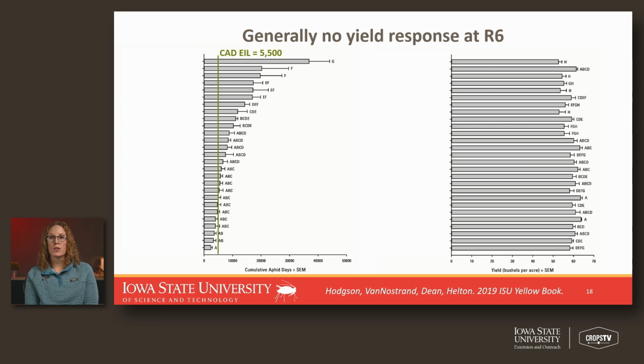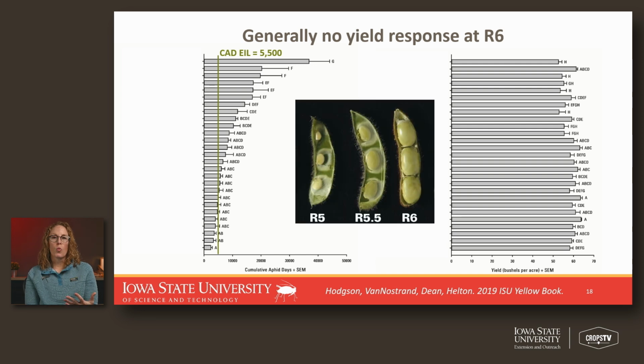the treatments. And so when someone asks me, when is it too late to treat for soybean aphid? I generally say R5.5. So seeds are expanding in the pod, but they haven't fully expanded to full seed set, or R6. And that's just because I have not been able to demonstrate a consistent yield response when treating so late in the season. So even though there's aphids there, they're not impacting yield like they would earlier in the season.